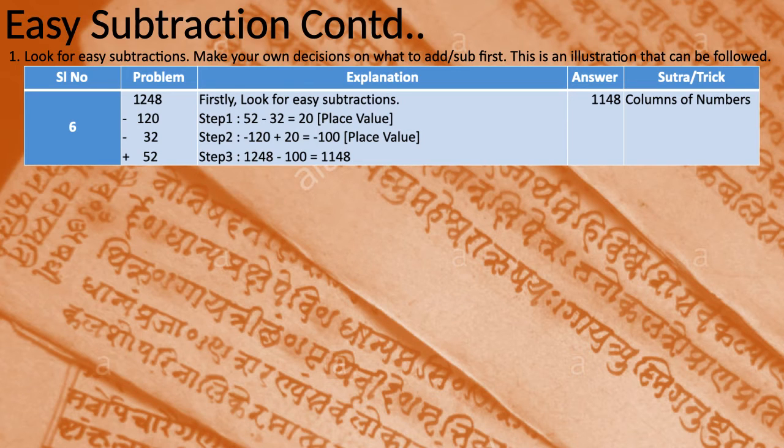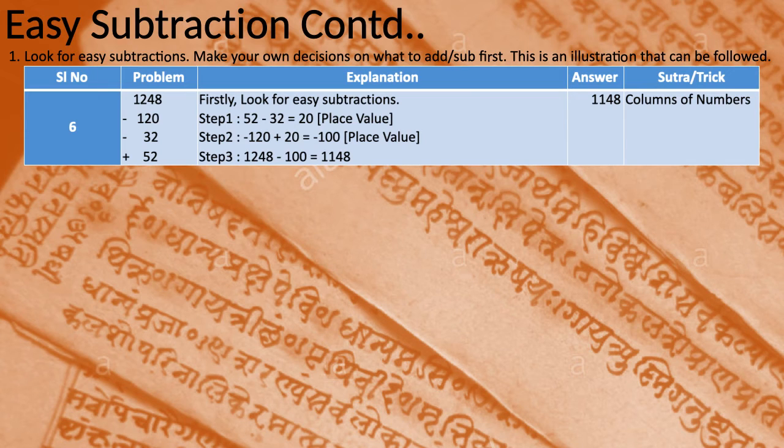First example. You can see 4 numbers over here: 1248 minus 120 minus 32 plus 52. How do I look at it? First, I'll see 52 minus 32. I can use the place value trick. It becomes 20, right? Then there is a 120 over here from which I can take out 20. So it becomes 100. Now from 1248, I have to just reduce the 100. So the answer is 1148.